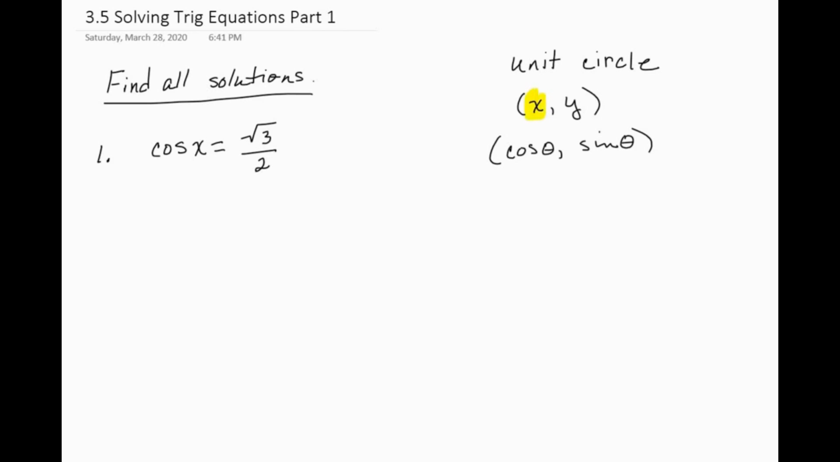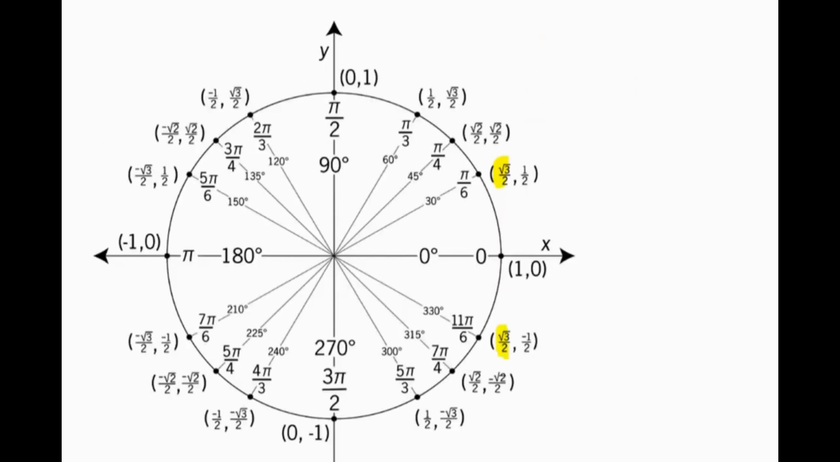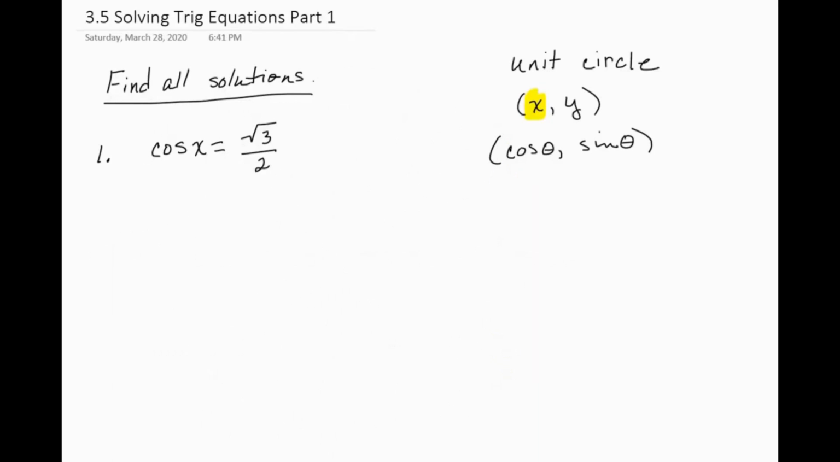Okay. So let's go back to my unit circle here, and you can see I've already have this highlighted of square root of 3 over 2 matching up with a 30-degree angle, or pi over 6, and also 11 pi over 6. So x is going to be pi over 6, or x can be 11 pi over 6.